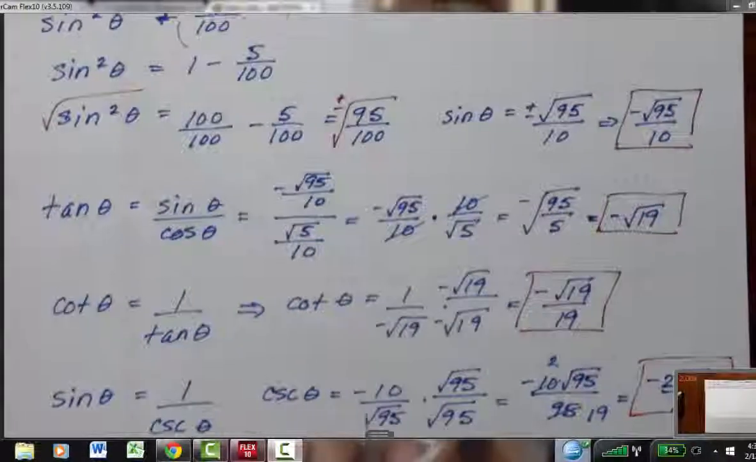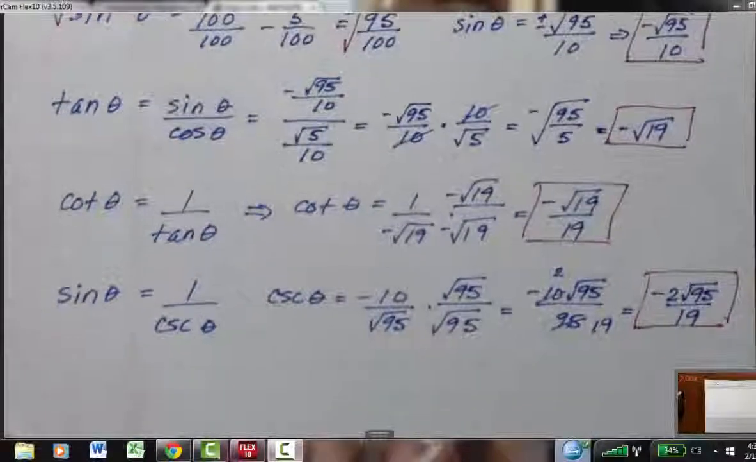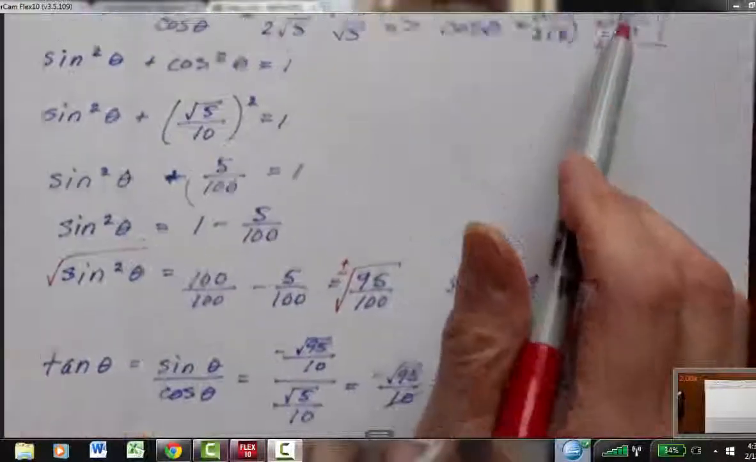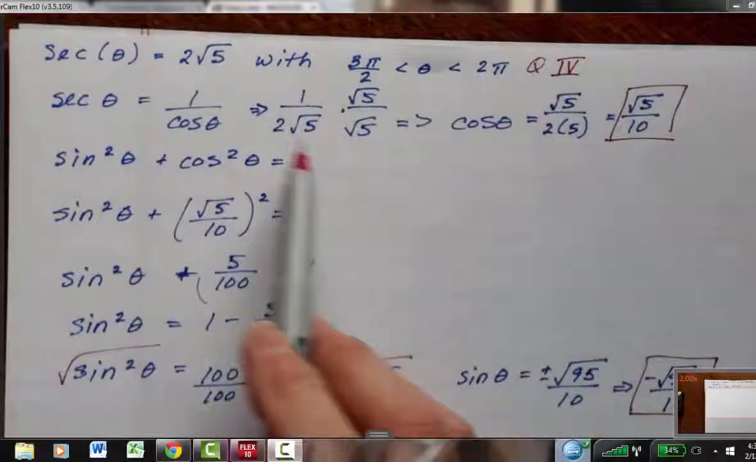And now we have all 6 identities. 1, 2, 3, 4, 5, and then the one that was given to us, 6.